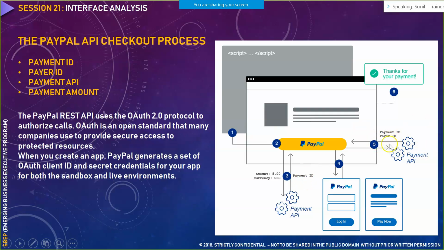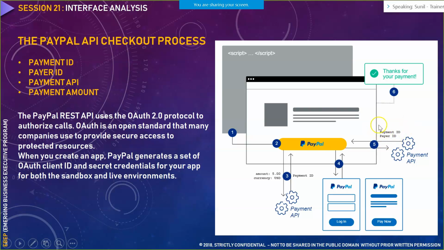And what is the payer ID and what is the payment ID? Payer ID is like whoever is making a payment through PayPal. So every user would have a unique payer ID, which the PayPal API would consume. Based on that information, it would send via the payment ID whether the transaction is successful or not.